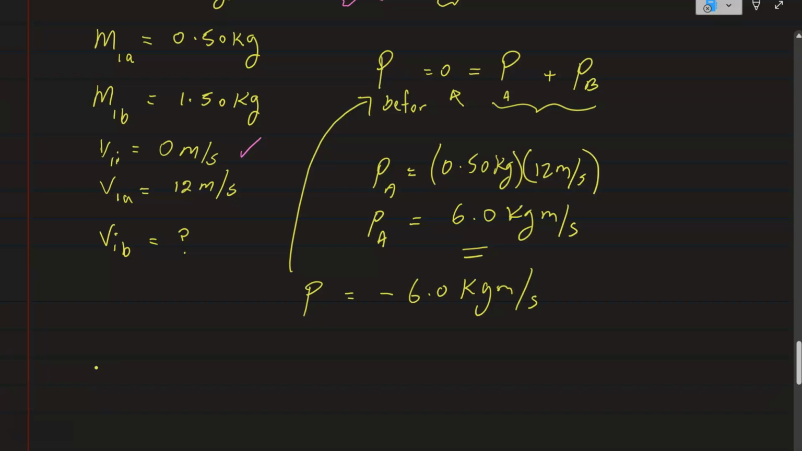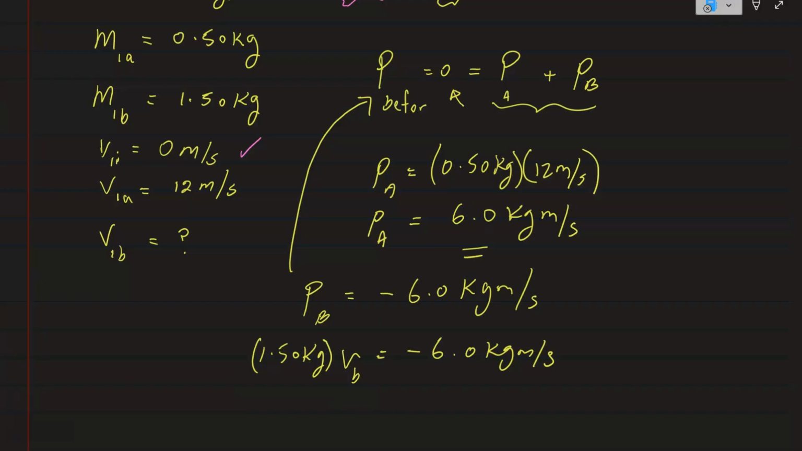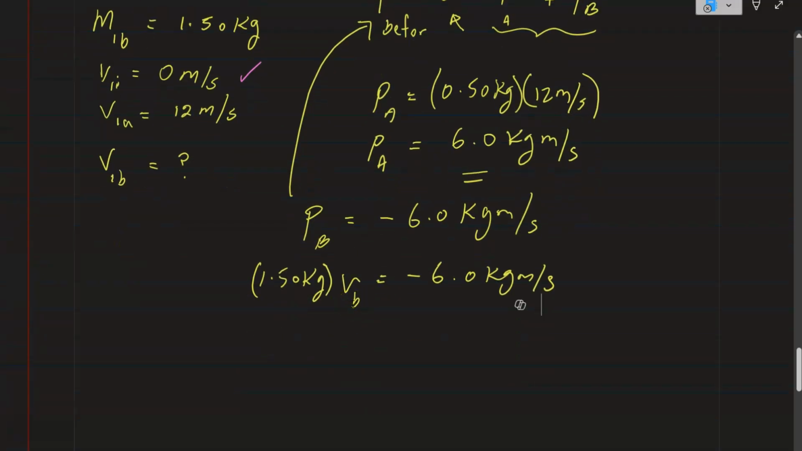So now that we have this, we can go ahead and write up the momentum formula for object B, which would be m1B, which is 1.50 kg. We assume that whatever is left of that explosion, one was 0.5 kg, so the other one would be 1.5 kg, right? And then times the velocity of B, v1B, and that is equal to negative 6.0 kg meters per second. Okay, and let's do the math in here.